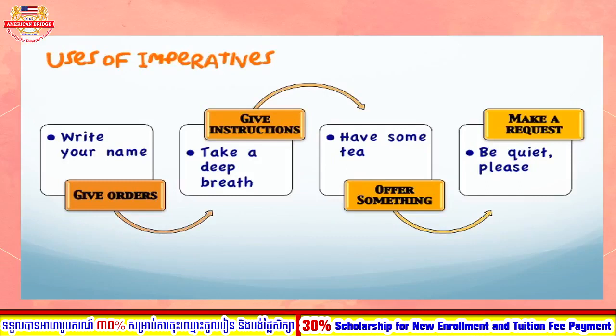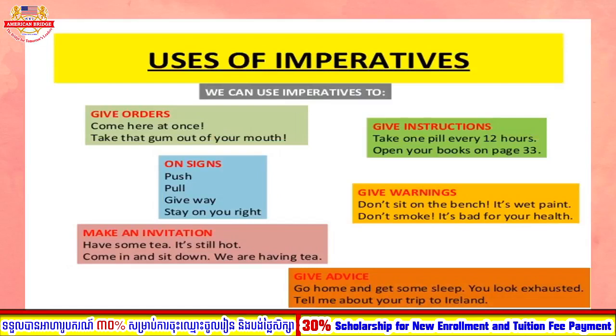This one is the use of the imperative. When using the imperative, we have: give orders, give instruction, offer something. You can see here, give order, like write your name; give instruction, take a deep breath; offer something, have some tea; make a request, like be quiet please. Now let's move to the next one.